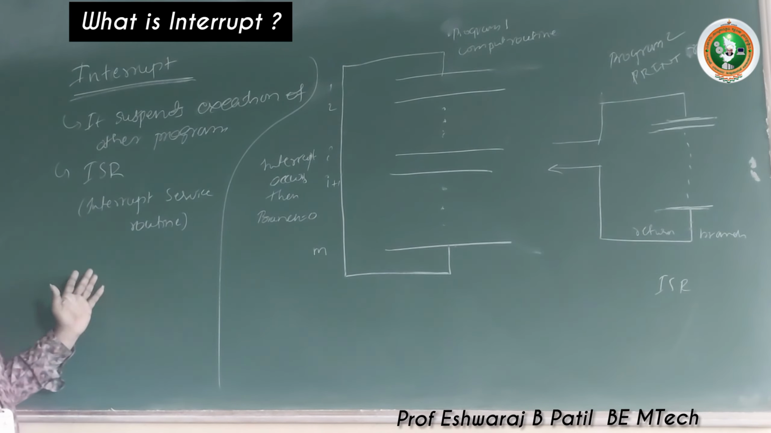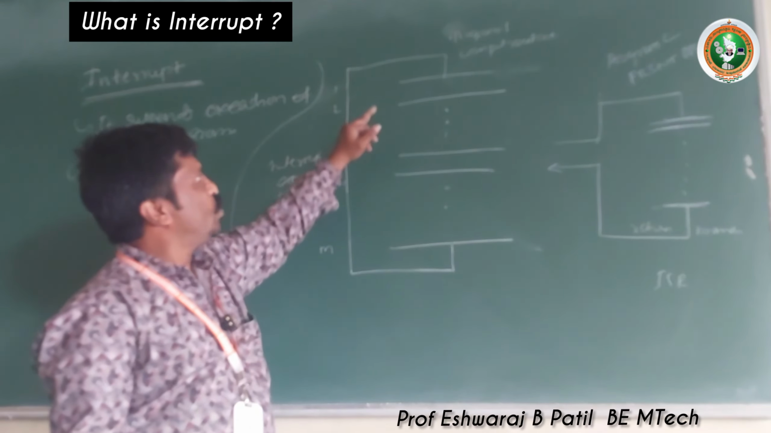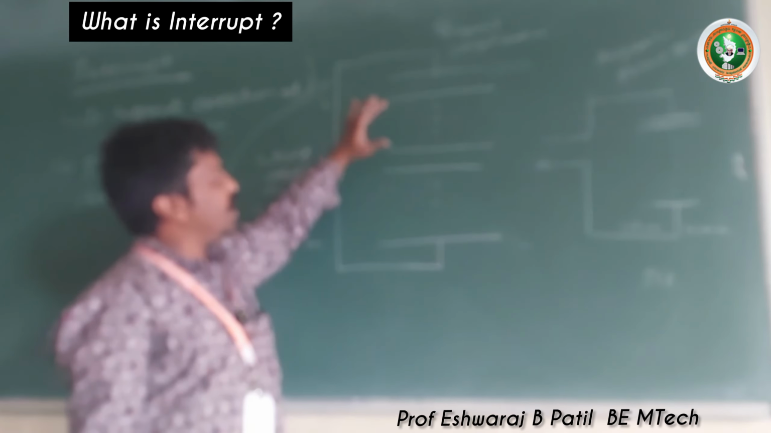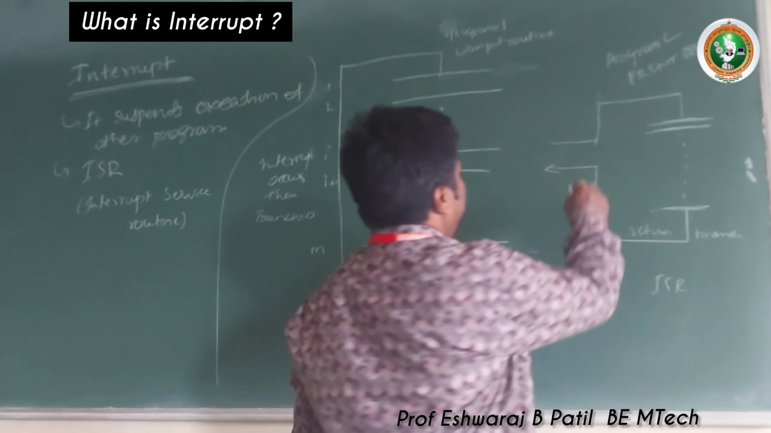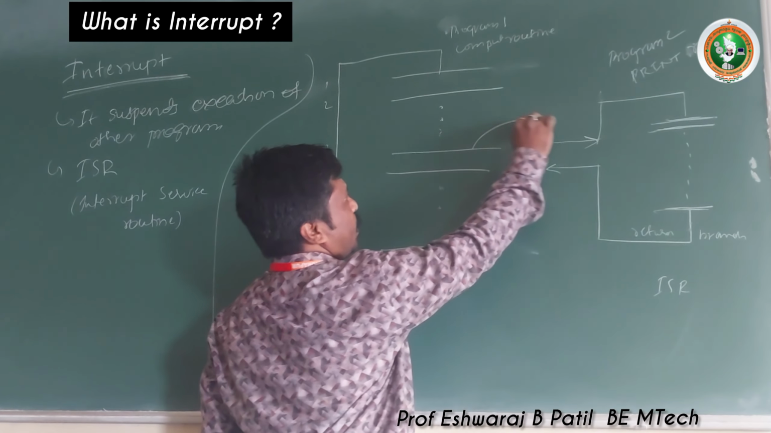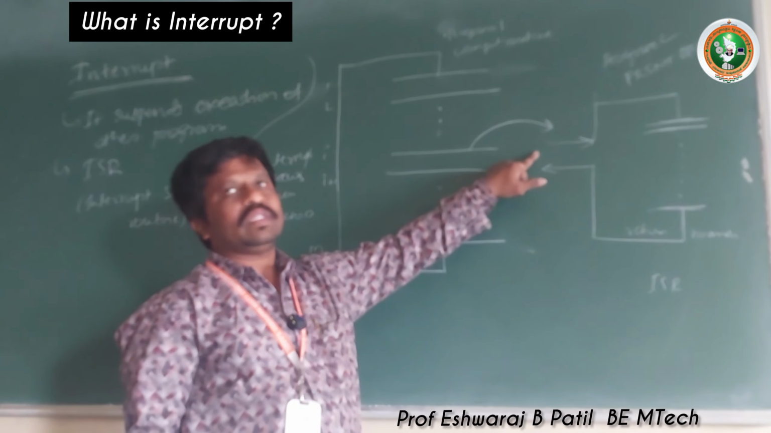Here, for example, this is the main program. Usually the main program will be running as usual. If any interrupt occurs, then definitely control will come from the main program to a second, small program.